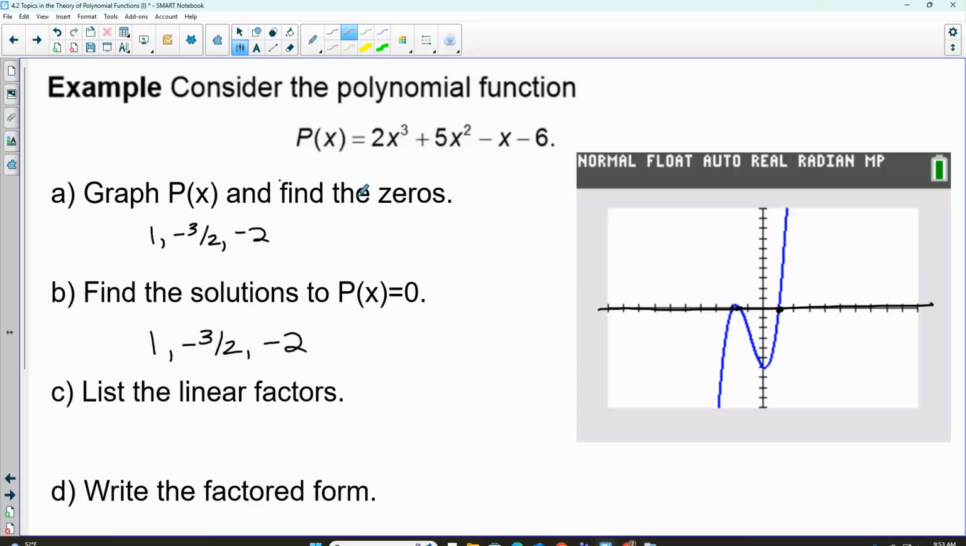Yep. So I might ask for zeros. I might say, when is p of x equal to 0? I might ask the x-intercepts. Those are all the same thing.